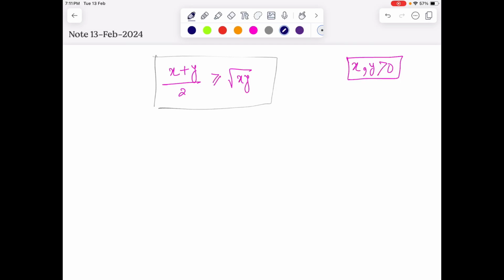Good evening all, and today we are going to cover the AM-GM inequality. Let's state it first for the simplest case. Let's say we have two positive numbers x and y. Then it tells us (x + y)/2 is greater than or equal to √(xy).